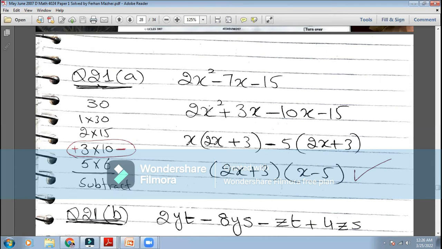So I will do the midterm breaking. 2x square plus 3x minus 10x minus 15. From these two, I can take the x common, 2x plus 3. From these two, I can take the minus 5 common. In the bracket, you will be left with 2x plus 3. 2x plus 3 bracket will be common. From here, you will have x. From here, you will have minus 5. So this is how you will factorize the question number 21, A part.